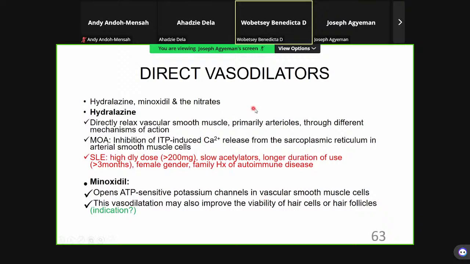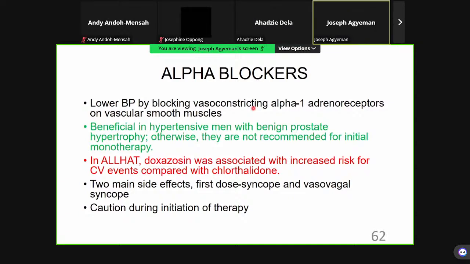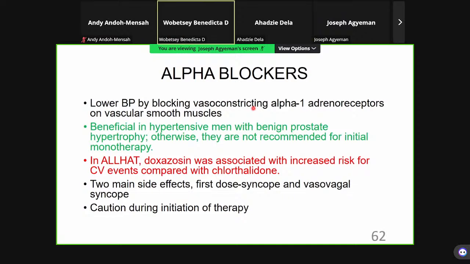I have a question. The other slide. You said it's beneficial in hypertensive men with the BPH. Yes, please. Otherwise, they're not recommended for initial monotherapy. So it means that if the man has the BPH and the HPT, I can use it as first line. Is that it? Maybe, but even with that one, with this current trend of monotherapy not being effective, you may still have to do an additional drug plus this.